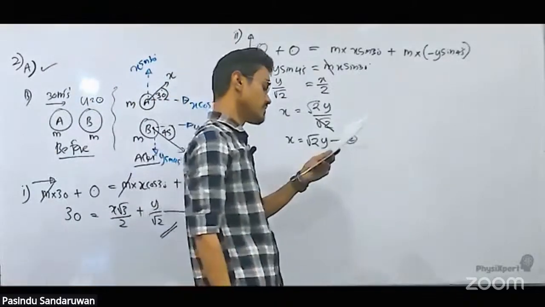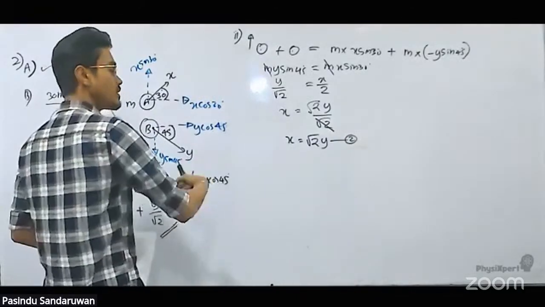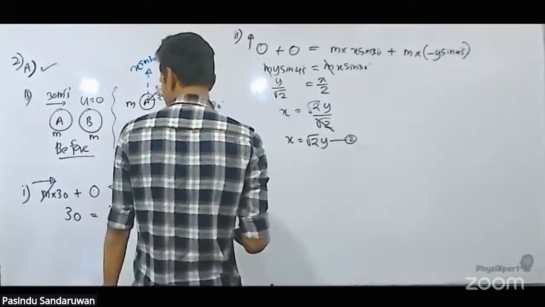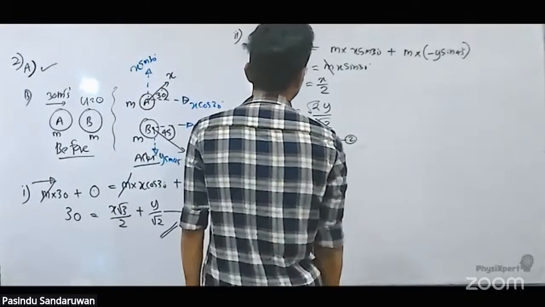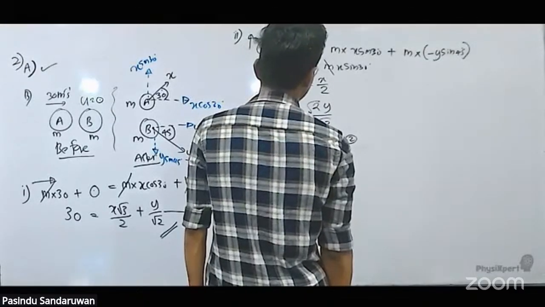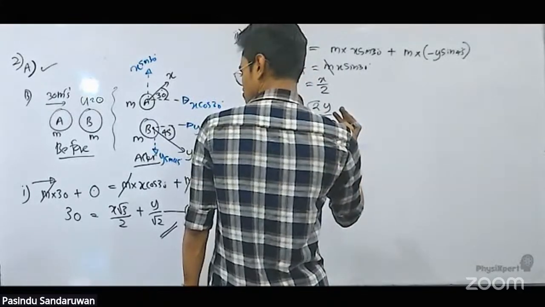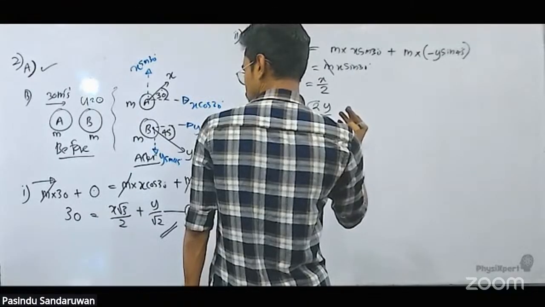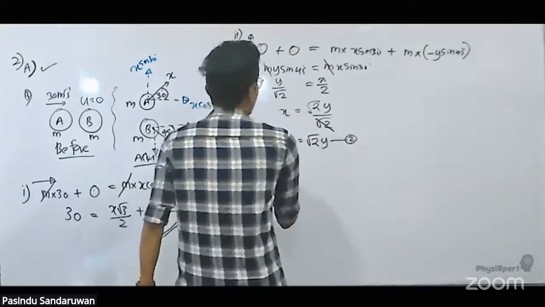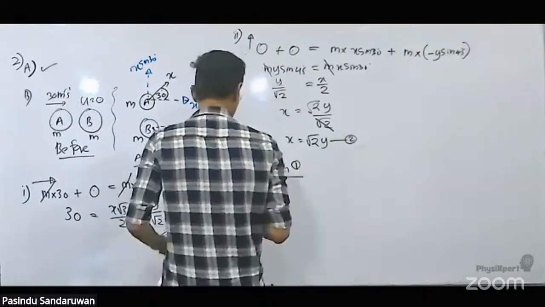3. Calculate the velocities of each ball after the collision. Right. Then we have two unknown variables with two equations. X is known from here. X equals root 2y. Plug it here and simplify. Yeah, it's correct, no? Right. Then from 1, you can solve this.